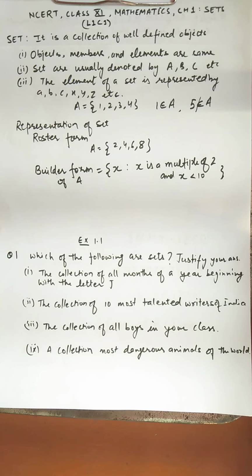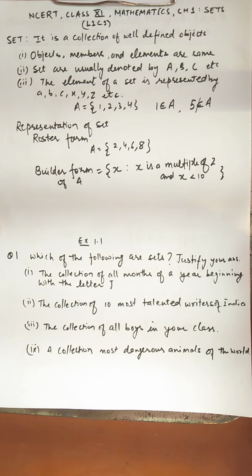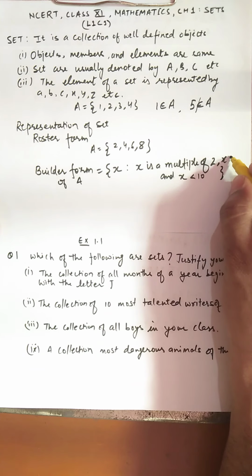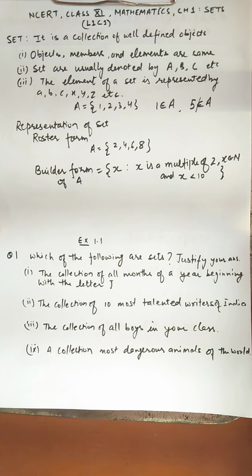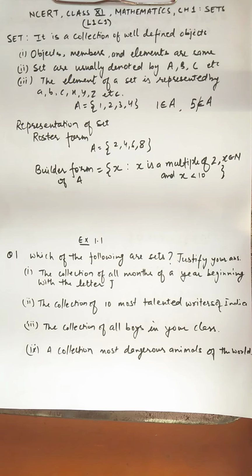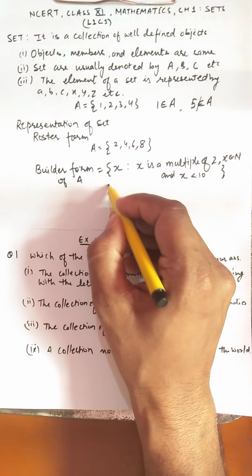So this way I can say that x is a multiple of 2 and x less than 10. But here we should mention one more thing, that x also belongs to natural numbers. Natural numbers means 1, 2, 3, 4, 5, 6. Because if I don't mention this x belongs to N, then it will be -2 also, -4 also, -6 also, and 0 can be included in this. So we can define the builder form of set A this way, or we have some other ways also.